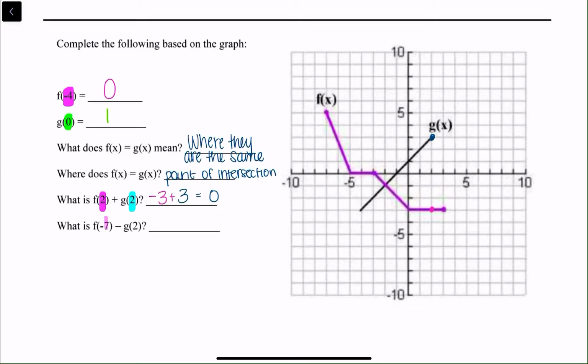Next, it wants me to find f of -7. -7 is an x value, and I'll go over to -7 on the x-axis and then up to my f graph, which is at 5. And then I'm going to subtract g of 2. Since 2 is in parentheses, it's an x value. I go to 2 on my x-axis and then up to my g graph, which is 3. 5 minus 3 is 2. And those are your answers.